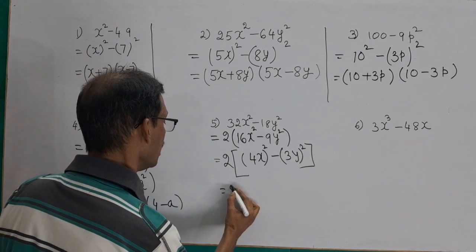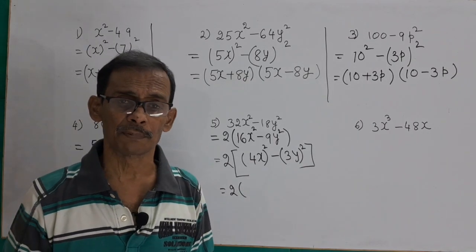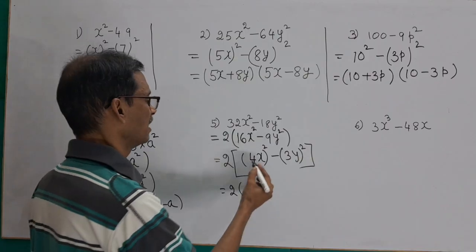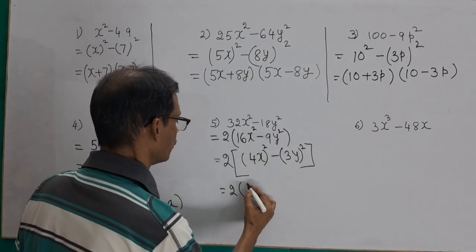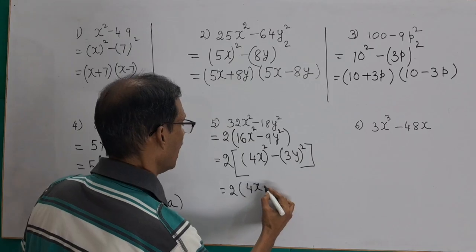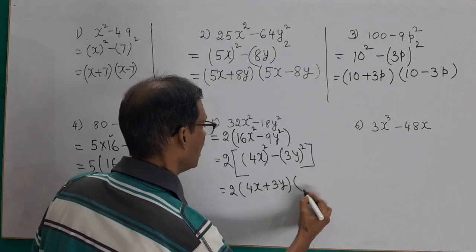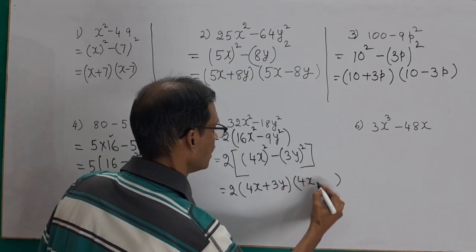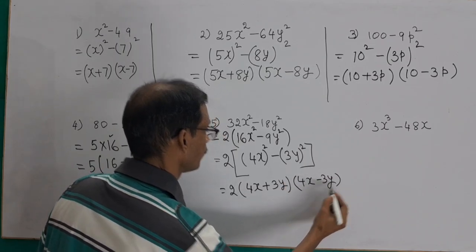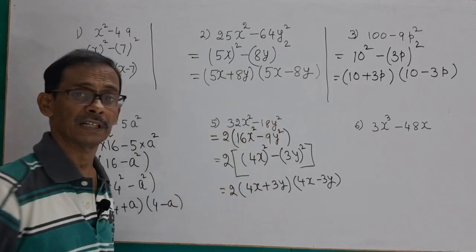Now you have been mastering a square minus b square equals a plus b into a minus b. So you understand, once it is something square minus something square, you have to put the first thing and plus the second thing, and then in the next factor you have to take the difference, that is 4x minus 3y. So this is your complete factorization.